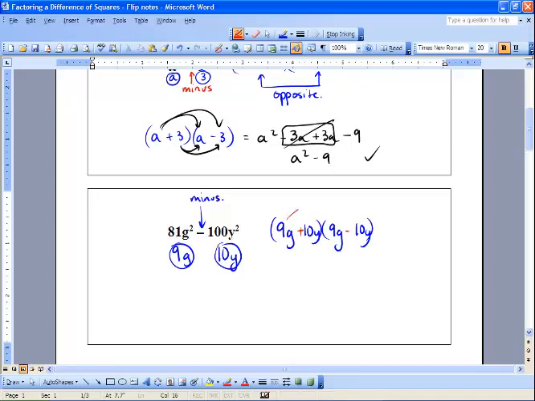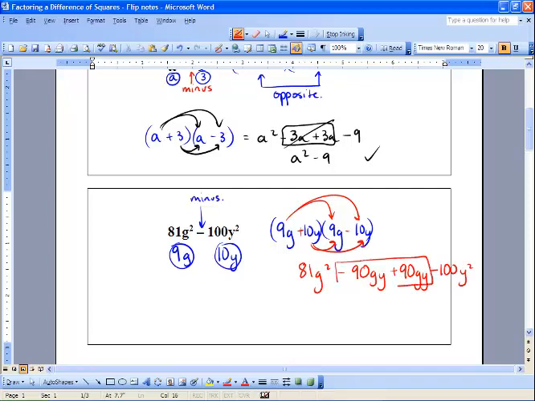And we can check our answer. We're going to get 81g squared, then negative 90gy. And then, this is the important part, we're going to get positive 90gy, and then negative 100y squared. These two middle terms always cancel out when we have difference of squares. So we're going to get 81g squared minus 100y squared.